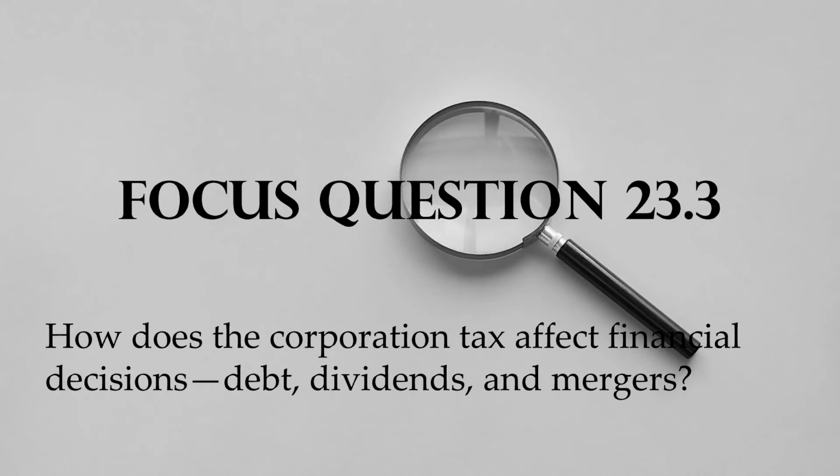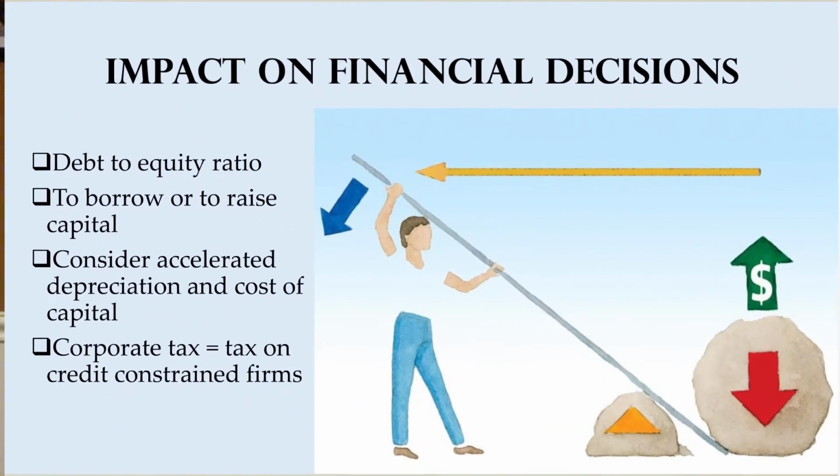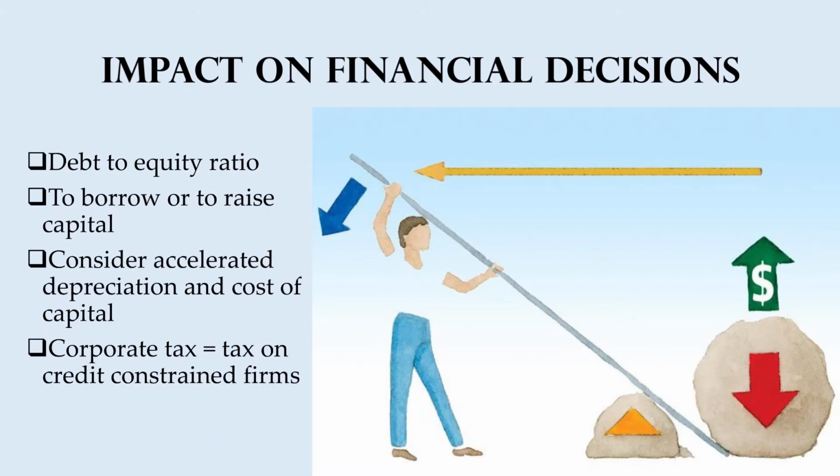Focus question 23.3. How does the corporation tax affect financial decisions? These are how a corporation will finance its operations, either through debt or through raising paid-in capital, whether it's going to pay dividends to its stockholders, or even what kind of decisions it will have as far as mergers or acquisitions. So what are some of the impacts on financial decisions? Well, if you look at, for example, the debt to equity ratio, this is one area where taxation will impact the financial decisions of a firm. How much debt will the firm decide to take on relative to equity?